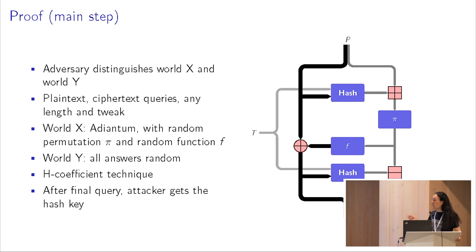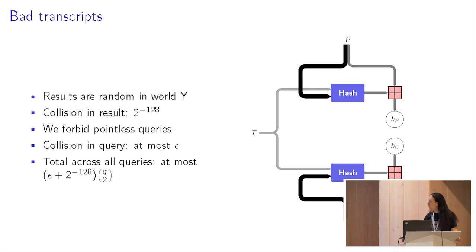Having done that, they can look for collisions either in the plaintext hash or the ciphertext hash. It doesn't matter if a plaintext hash collides with the ciphertext hash. It only matters if there's a collision in a specific layer. And if they find such a collision, they're going to win. What's the probability? For whatever queries they do, we can bound the probability of finding such a collision. And the wonderful thing about the H-coefficient technique is we only have to consider the probability in world Y. This is the effort that it saves us.